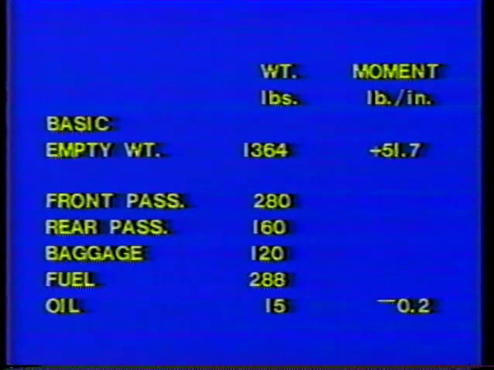Let's fill in the worksheet using the graph to see what our individual total values for weight and moment are for these conditions. From the documents in the airplane, we obtain the empty weight and moment. Empty weight is 1,364 pounds, and the moment is 51.7 pound inches. The 51.7 pound inches is obtained from the airplane's current weight and balance records. Our pilot and front seat passengers together weigh 280 pounds. The rear passenger weighs 160 pounds. The baggage weighs 120 pounds. The 48 gallons of usable fuel weighs 288 pounds. And 8 quarts of oil weigh 15 pounds with a given moment of minus 0.2.